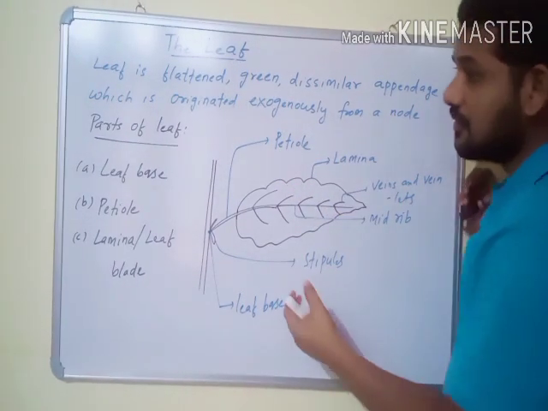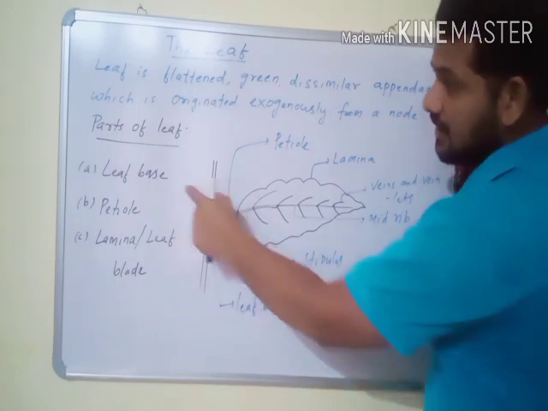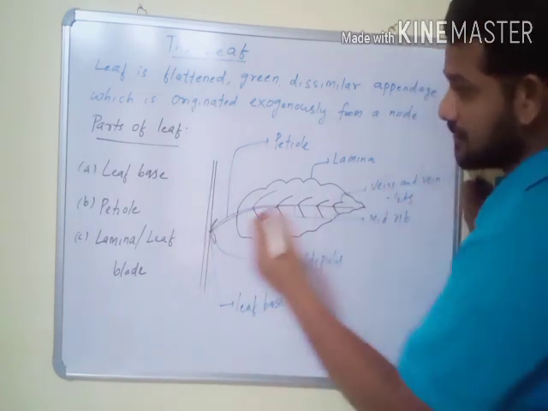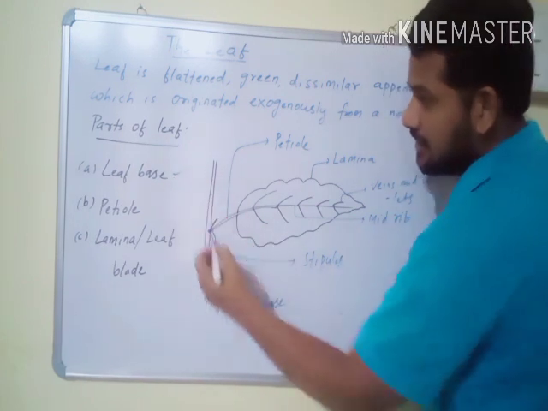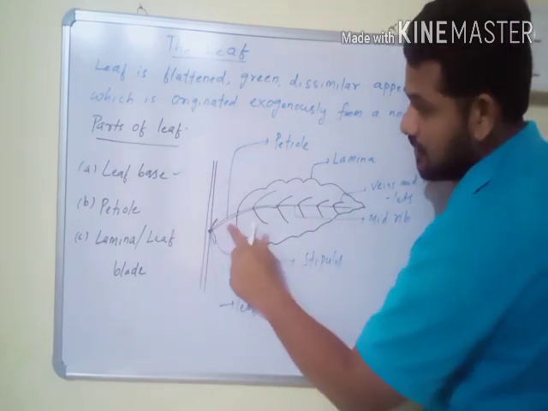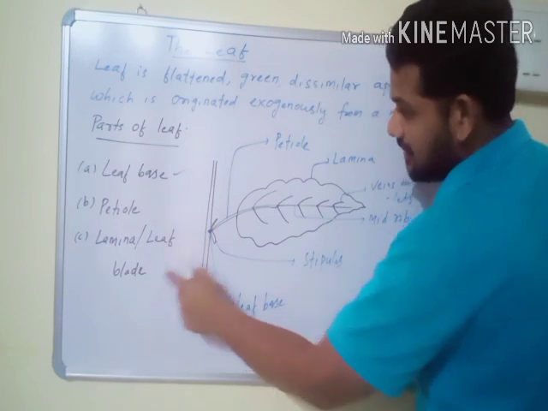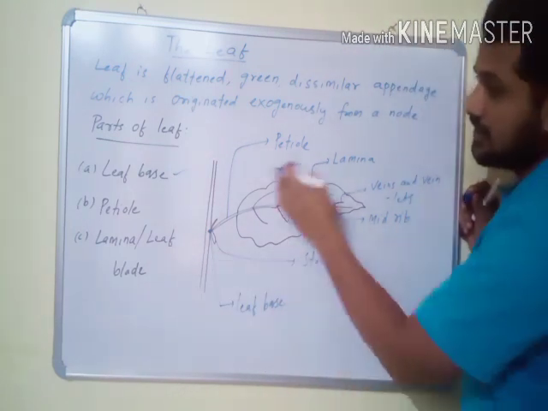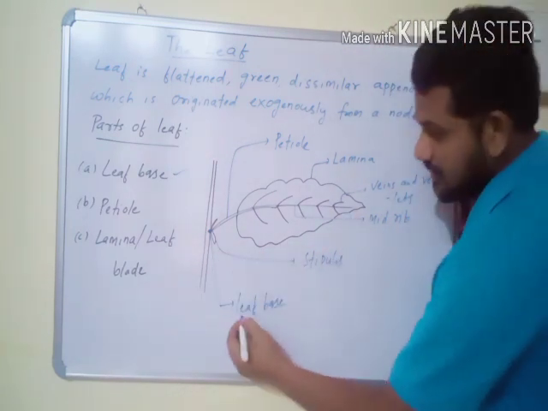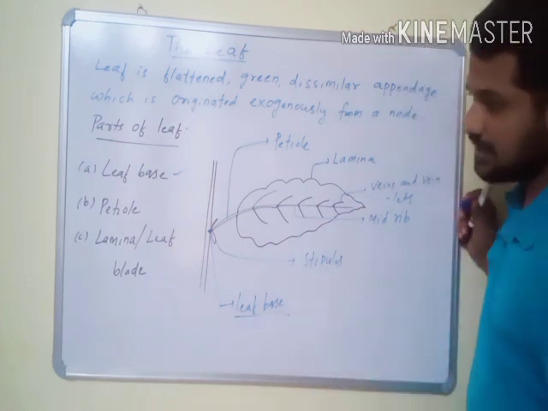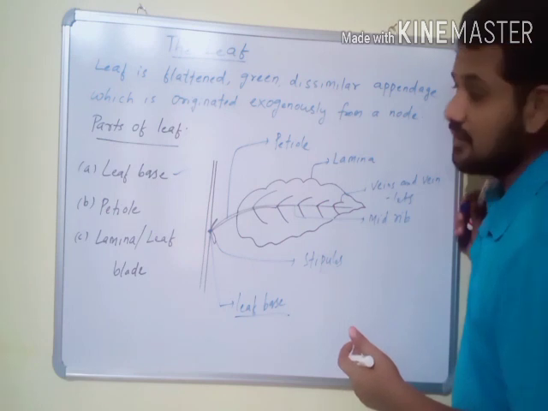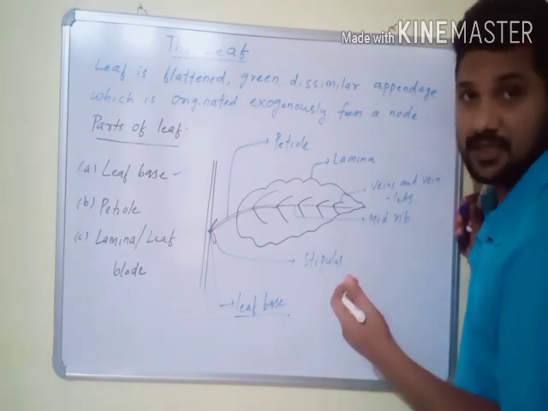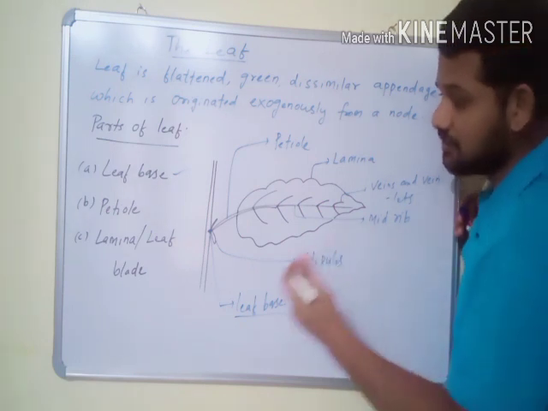And a leaf basically has three parts. Leaf base, this is the leaf base. The region where the leaf arises is called leaf base, the second one is called petiole, and the third one is called lamina. Lamina is also called leaf blade. So these are the three parts of leaf. First one is leaf base. So what is leaf base? It is the proximal region of the stem where the leaf arises.